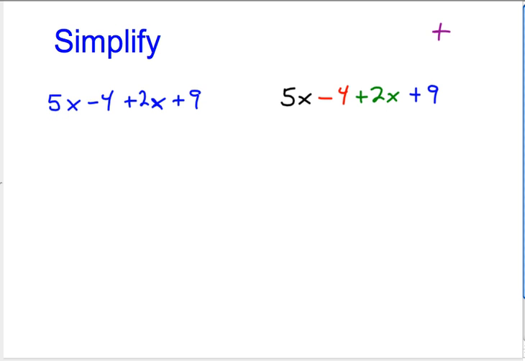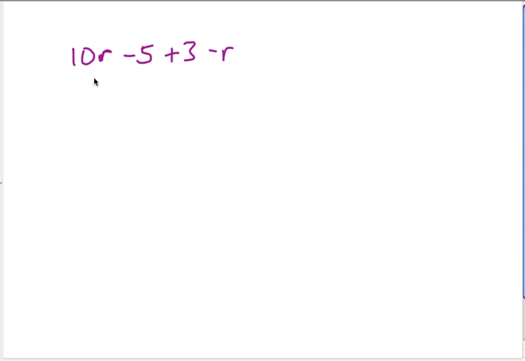Let's see, so here we have a similar situation where we have 10r minus 5 plus 3 minus r, and then we want to combine these r terms, so we can rewrite it if we want to look like 10r minus r minus 5 plus 3.